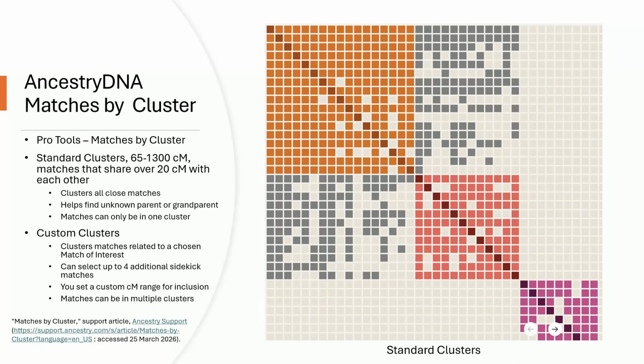So those gray squares that you see on the screen are showing overlap between the orange and the pink cluster. With custom clusters, you choose a match of interest, and then the clusters are going to be focused on that line of the family. You can also select up to 4 sidekick matches that are shared matches of the match of interest. Then you set a custom centimorgan range for which matches to include. And so in custom clusters, a match can be in multiple clusters, and you'll often see matches repeated in different clusters. And this can help you use those larger matches that are repeated kind of as waypoints to help you see which line of the family this cluster is likely on.